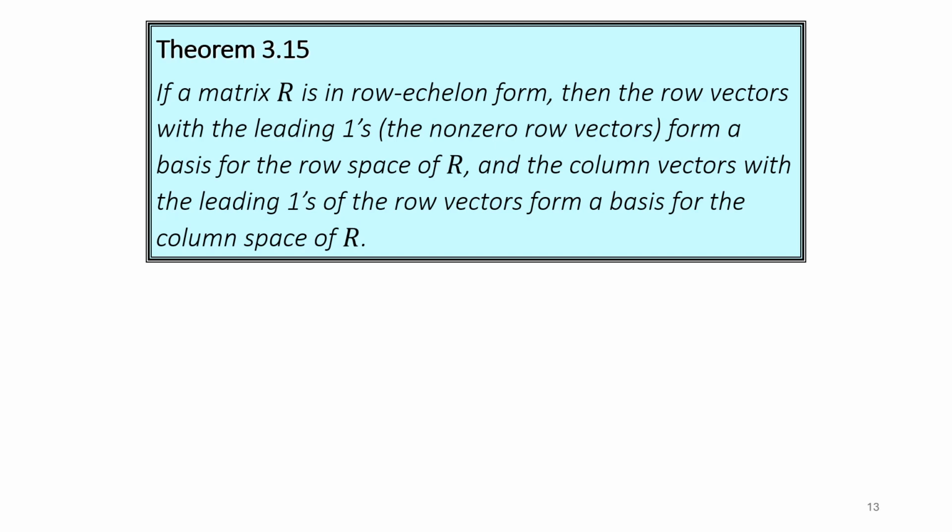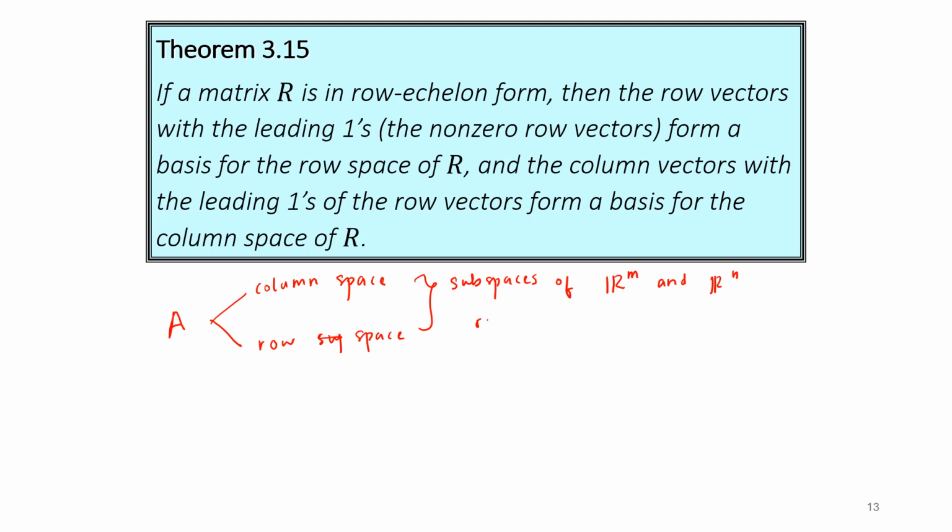Given a matrix A, we are going to compute two subspaces, the column space and the row space, where both are subspaces of Rm and Rn respectively.